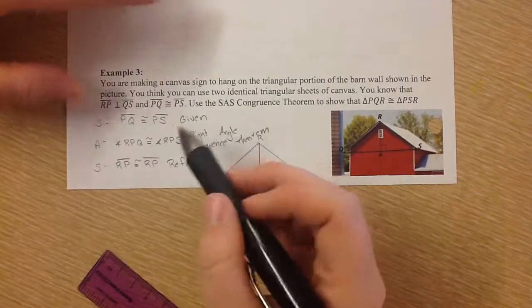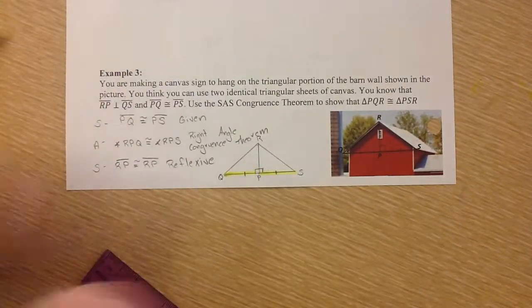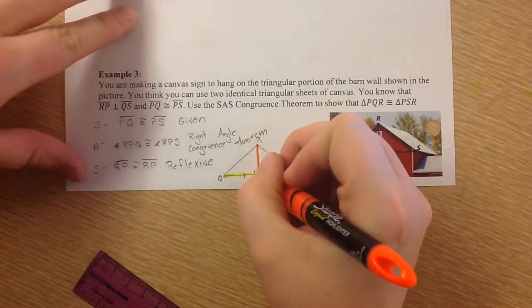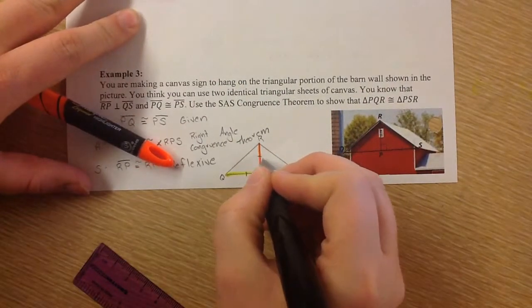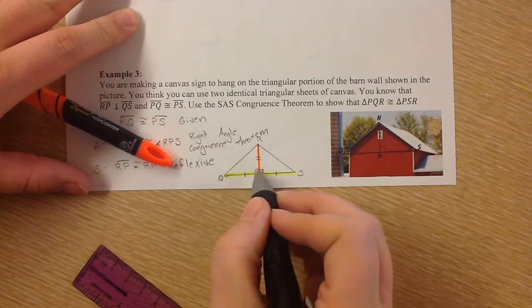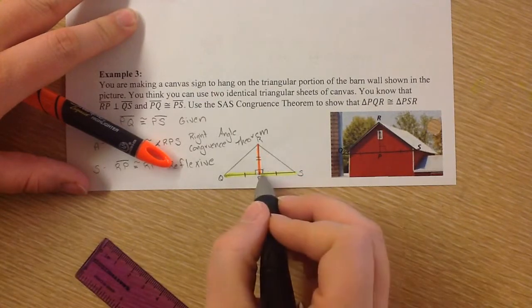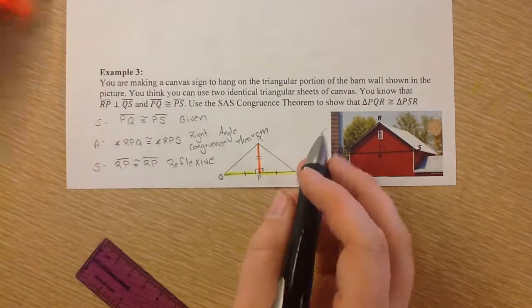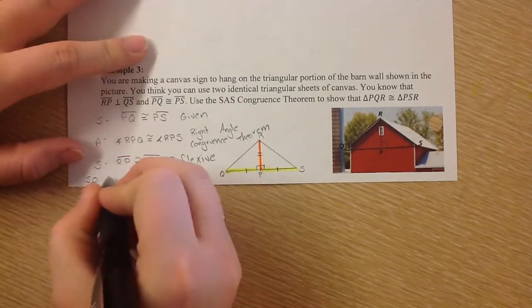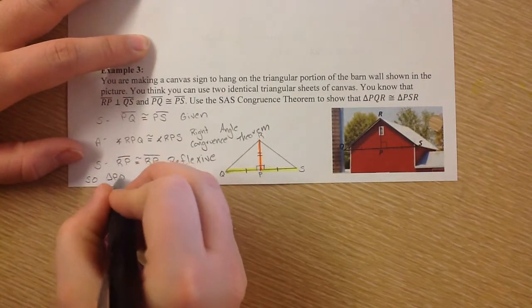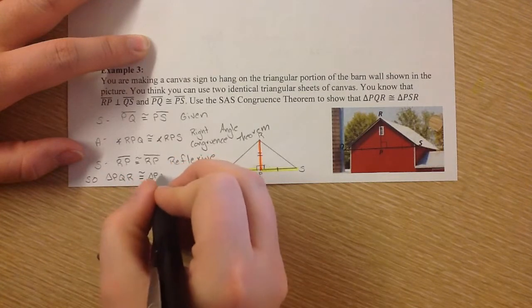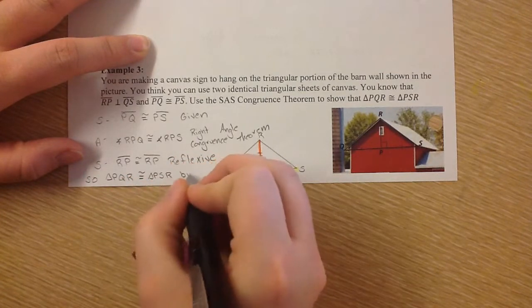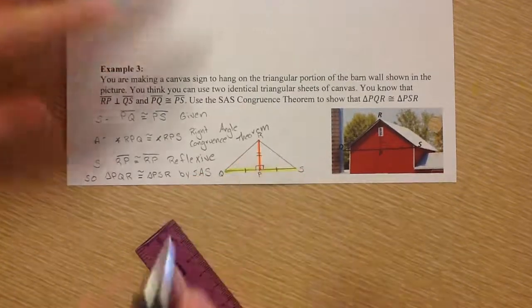Okay, so now we know this side, RP, is congruent to itself. So I'm actually going to put two notches on it, so we know, hey, we've got a side, angle, side, congruent to a side, angle, side. So we know then that triangle PQR is congruent to triangle PSR by side, angle, side.